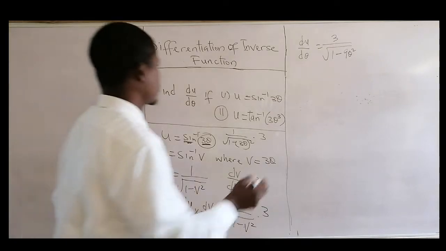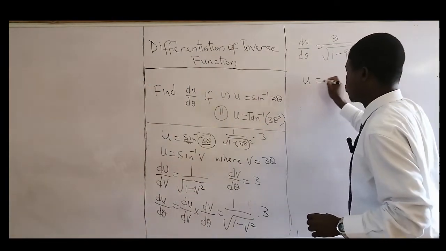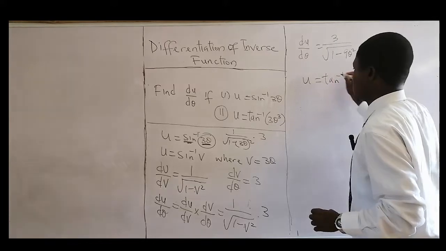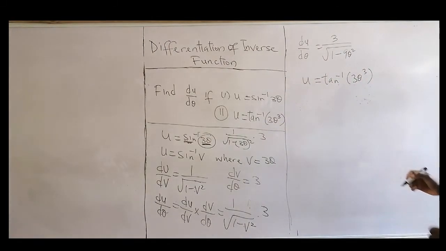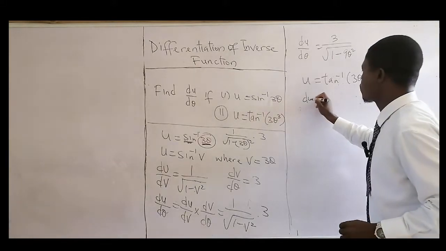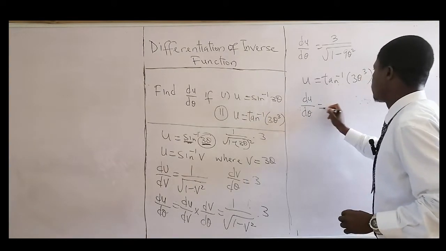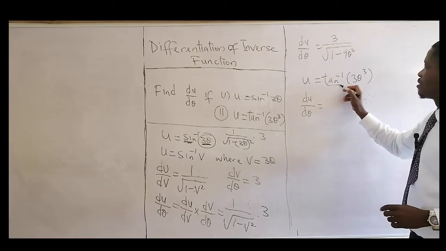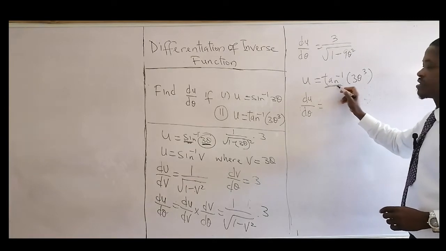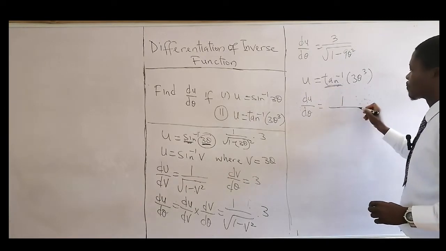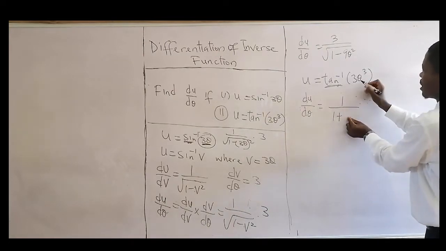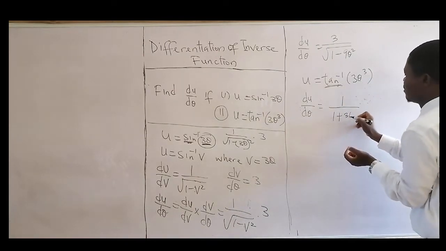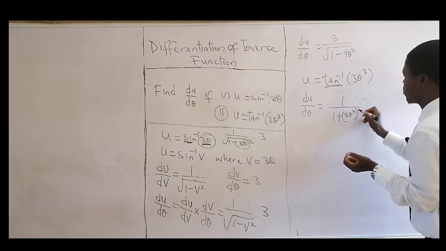I'm going to do the second one straight away. U equal to arc tan of 3 theta cubed. Okay? So your du/d theta is very simple. First of all, get the derivative of this inverse of tangent, which is what? 1 over 1 plus x squared. Your x squared in this case is what? 3 theta to the power 3, all squared.